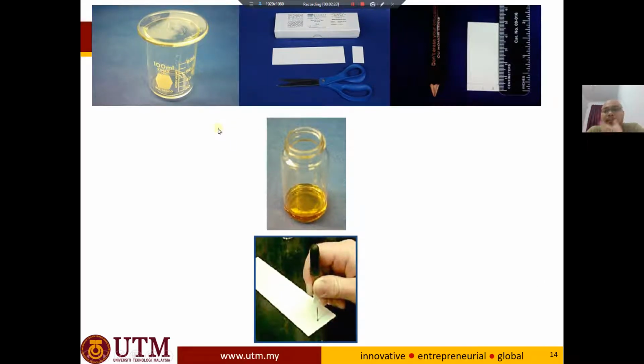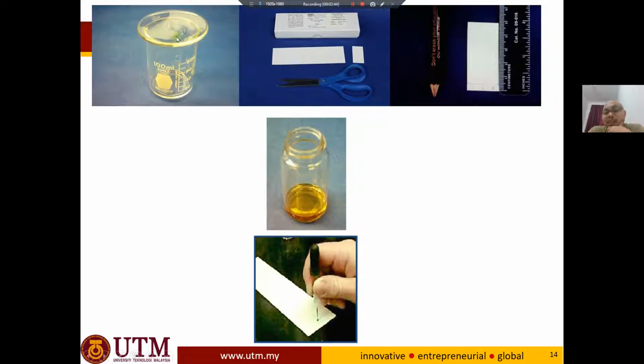So these are the items that you need, maybe a pair of beakers, okay, and then we can use the petri dish, or watch glass, to cover our measuring cylinder.